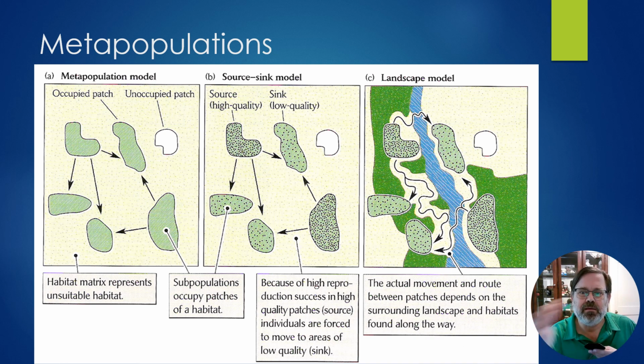So you have to think, how are these interconnected with each other? And then with the landscape model, how do organisms move through the landscape to get from one habitat patch to another?